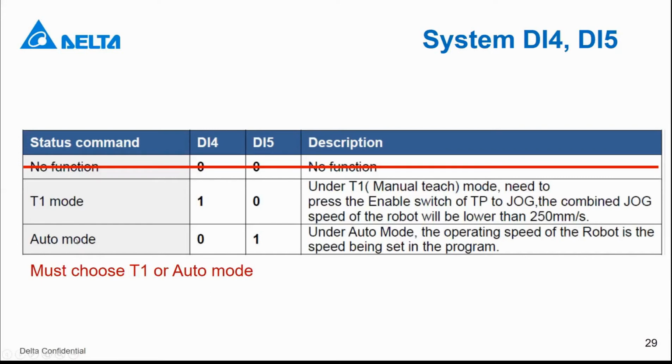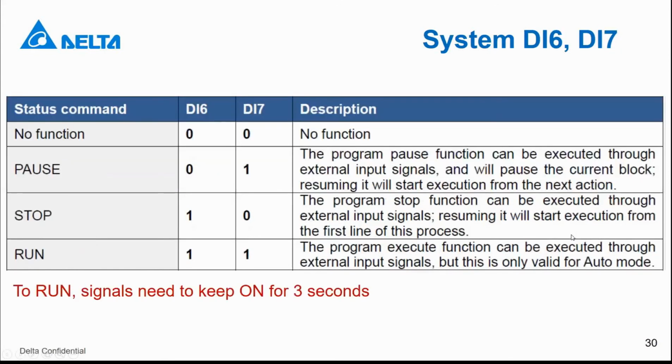And for the auto mode, this means when you are finishing the programming and you need to start to run the project, you can choose this mode. For this mode, you just need to input digital input 5 to 1. Then of course it's running at full speed, and you can run the project under this mode. And here's for your reference, you can use the digital inputs 6 and 7 to control the project. And only the special one is for the run signal. You need to keep this signal on for 3 seconds, for safety reasons, then the project will be running.